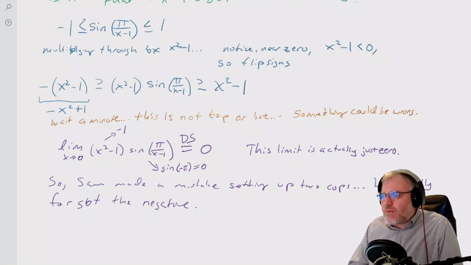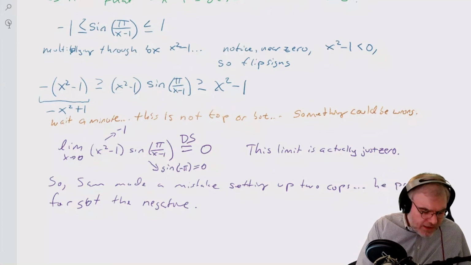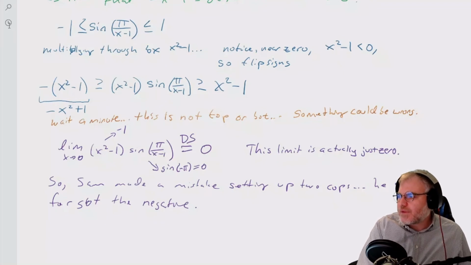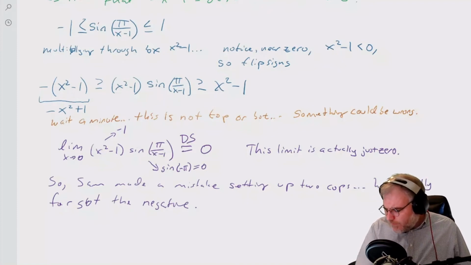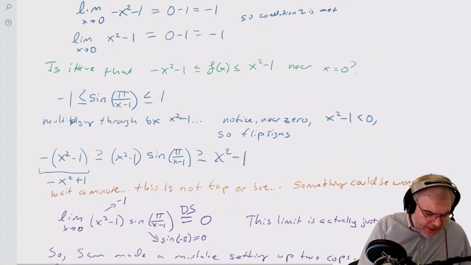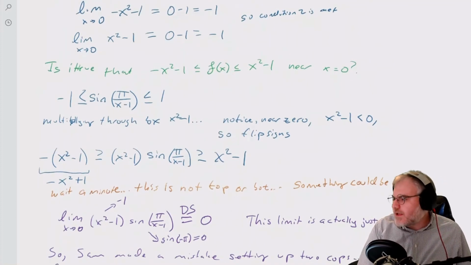So what is it I want here? I want x squared minus 1, sine of pi over x minus 1. Okay, and then I want my supposed bounds to be negative x squared minus 1 and x squared minus 1.